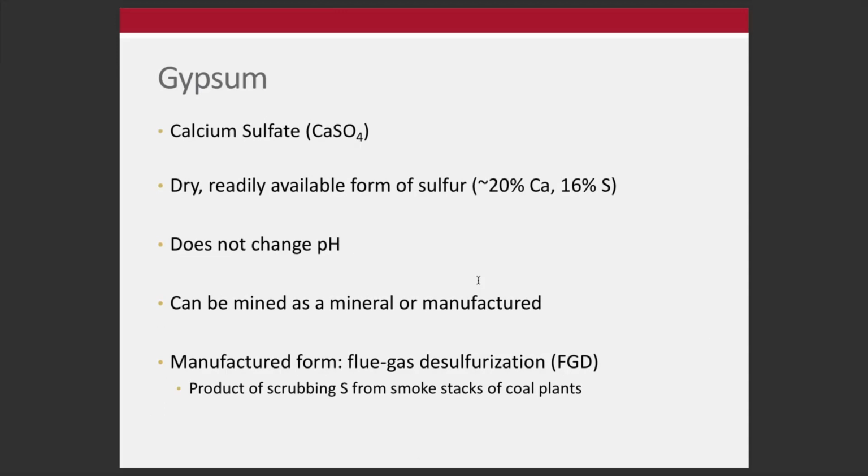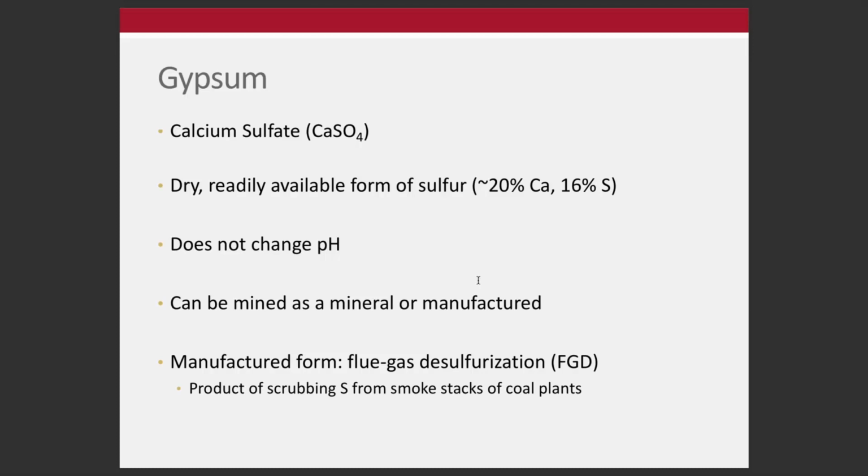Okay, there's gypsum. Gypsum is calcium sulfate. Again, we've got this cation with sulfate. It has very readily available forms of both calcium and sulfur, about 20% calcium, 16% sulfur. This is dry, granular. It can come in a number of different ways.